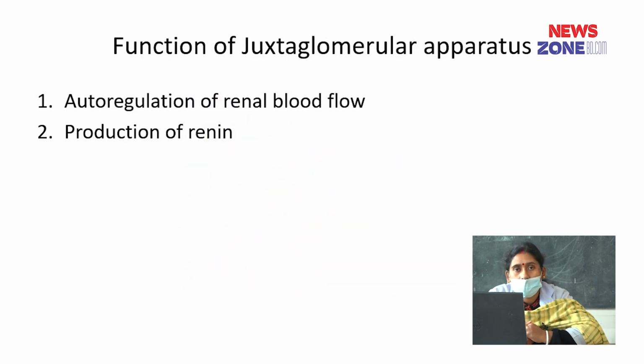For this reason efferent arteriolar constriction occurs, so glomerular capillary hydrostatic pressure is increased, and for this reason GFR is increased and sodium chloride amount is increased in the distal tubule. By this process it maintains the autoregulation of the renal blood flow.